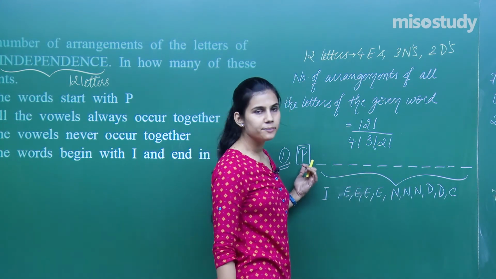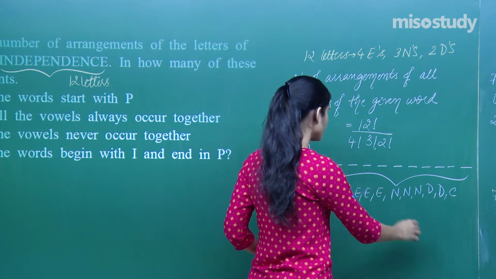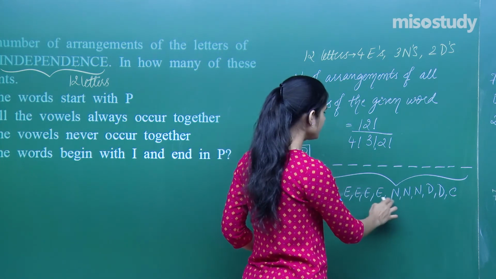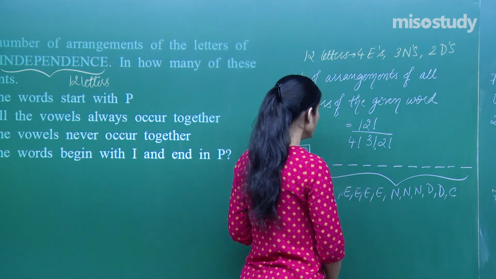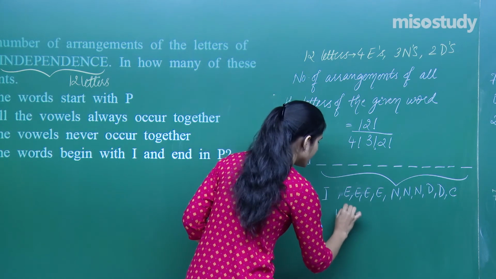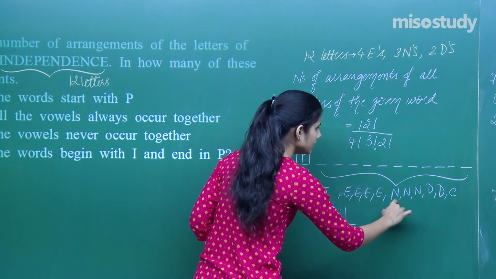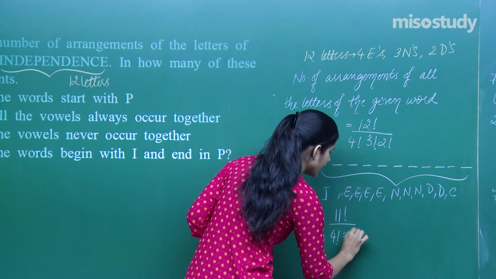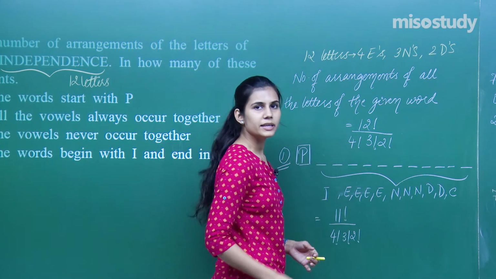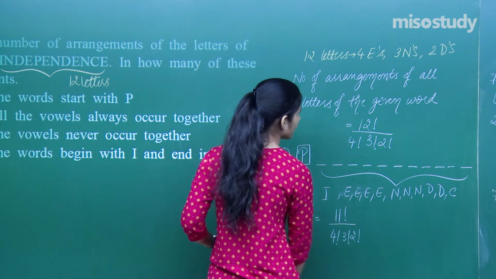1 has already been blocked. You are left with 11. So you have 1, 2, 3, 4, 5, 6, 7, 8, 9, 10, 11. So this can be done in 11 factorial upon 4 are same of one kind, 3 are same of the other, and 2 are same of the other. These many ways. Talking about the second.